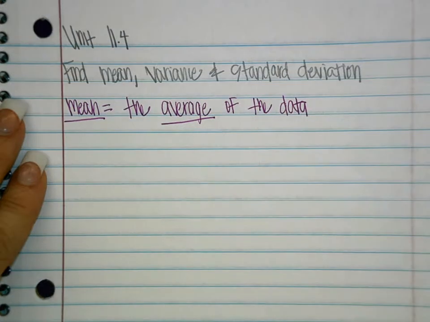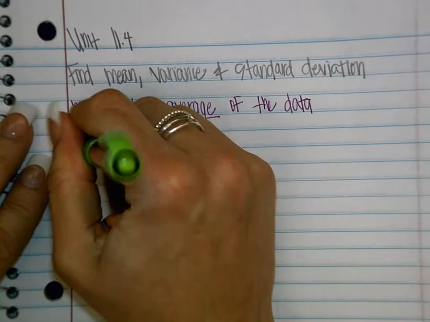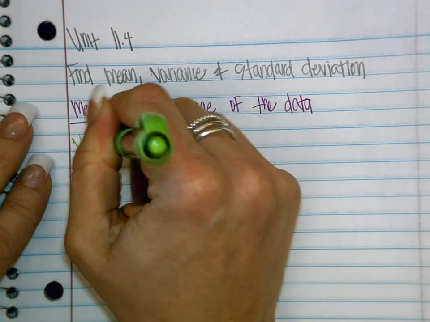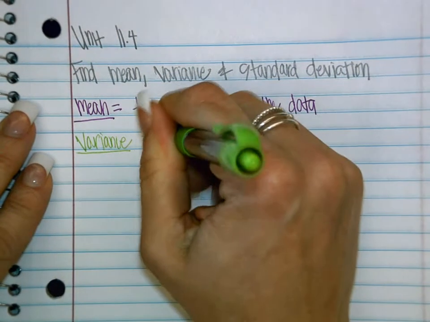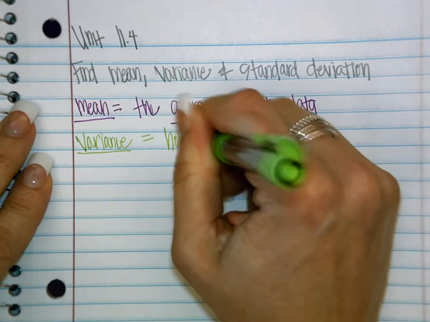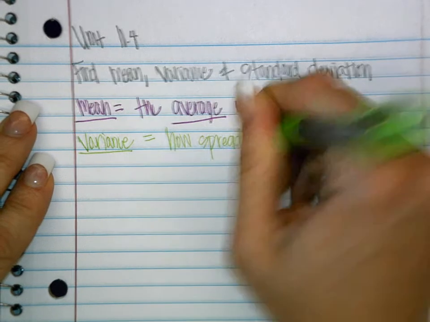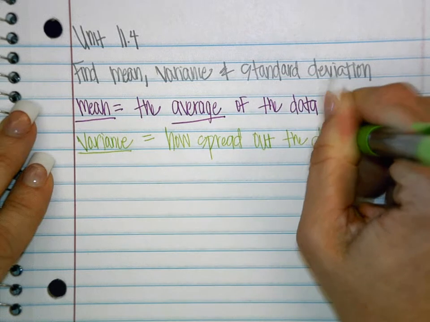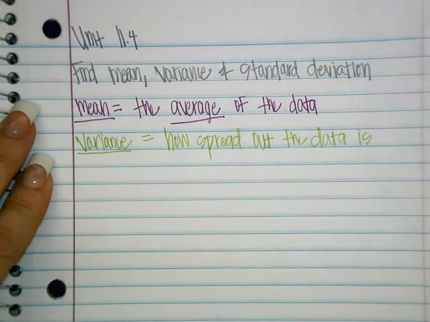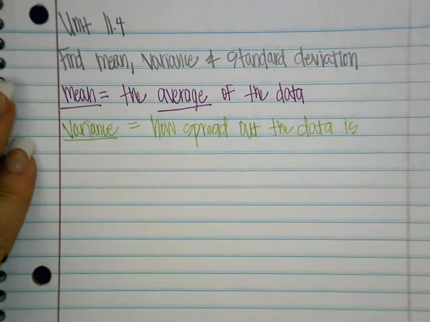Okay, guys, stop please. The next one is finding something called the variance. Okay, and variance refers to how spread out the data is. Okay, how spread out the data is.